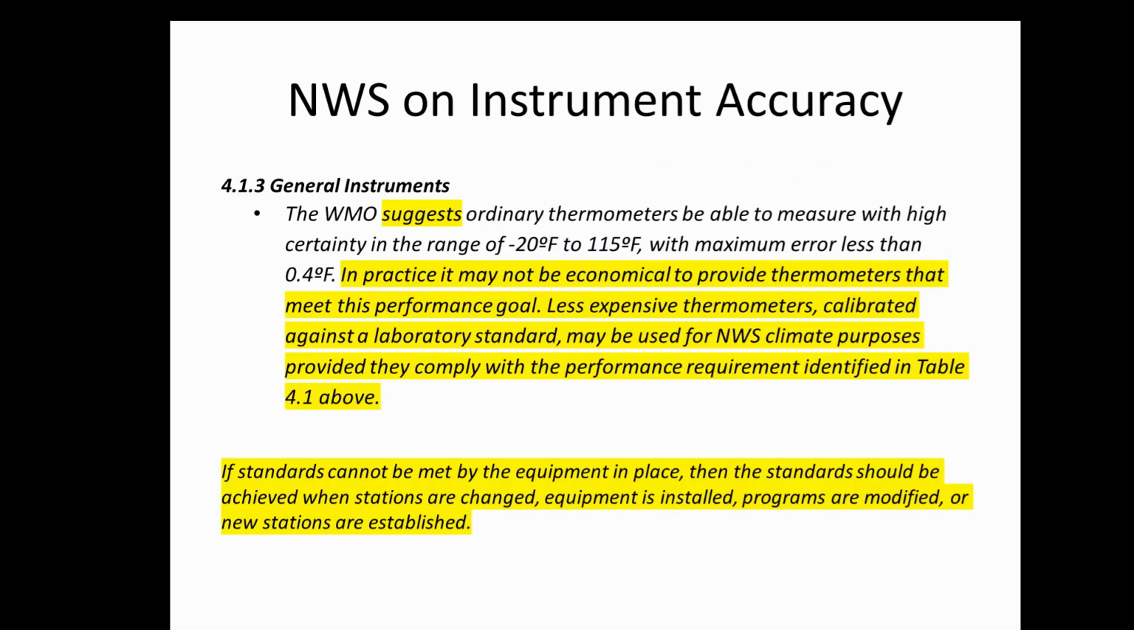So again, we're pointing back to the 1 or 2 degrees because they recognize that it's probably not economical to get above that 1 or 2 degrees. And again, if standards cannot be met by equipment in place, then the standard should be achieved when stations are changed. So again, they want 1 or 2 degrees, but for any particular measuring equipment, it doesn't have to be that until it's changed, okay?